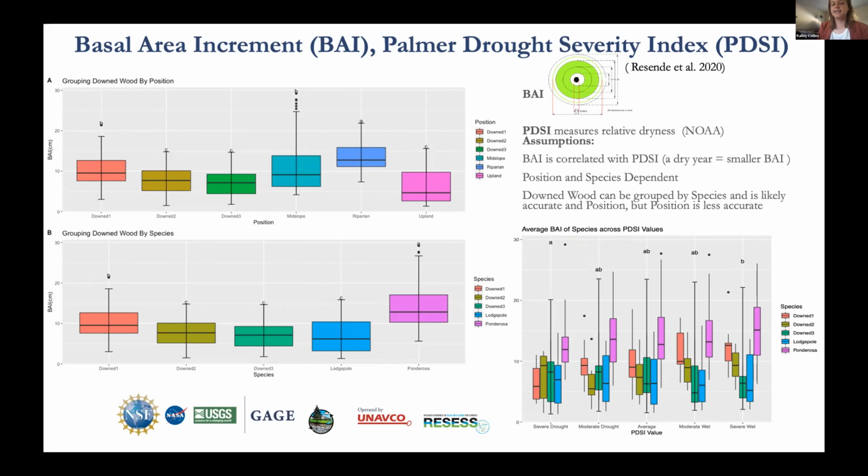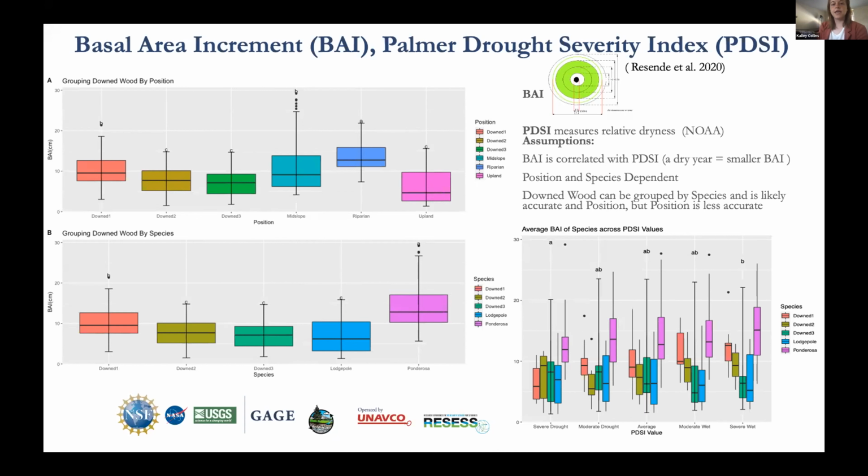So what that basically tells us is that even if the tree is near a steady supply of water, if it's a drought year, it still grows less. So what that meant is that we can use BAI to identify downed wood. And if you look at the graphs here on the left, it shows us that mathematically you can divide downed wood into groupings by both position of where they occur on the slope and by species.